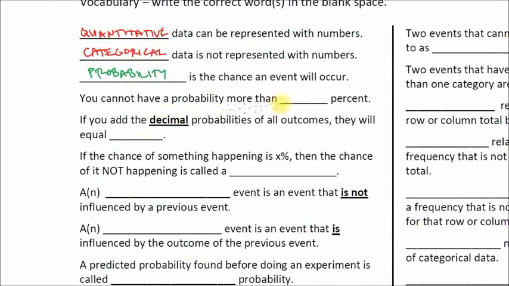Okay, you cannot have a probability more than blank percent. We've talked about this in class. 100% is all you can get. That covers every possible outcome of an experiment. You can't get more than 100%. And the next question is tied to that as well. If you add the decimal probabilities of all outcomes, they will equal 1. You could also say 1.0, 1.00. So the decimal probabilities add up to 1. The percent of all possible outcomes of an experiment are 100%.